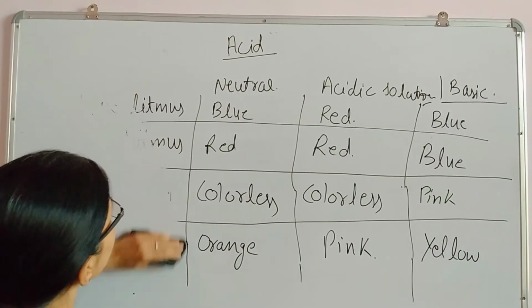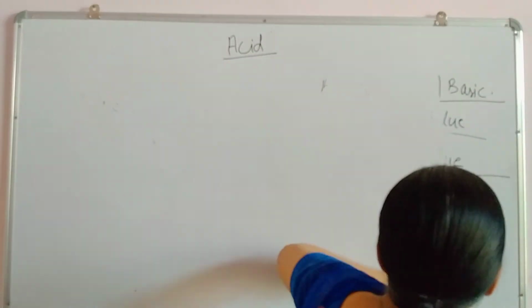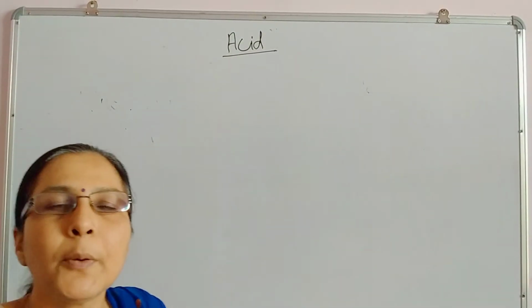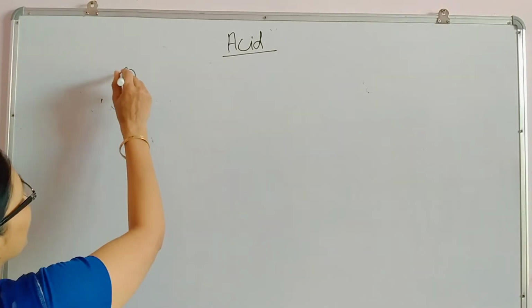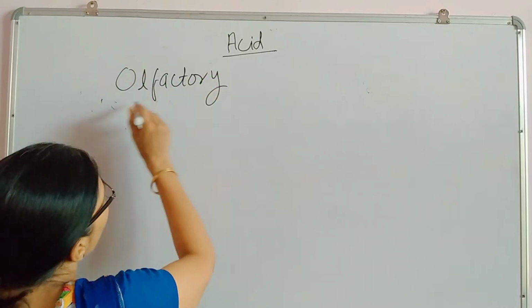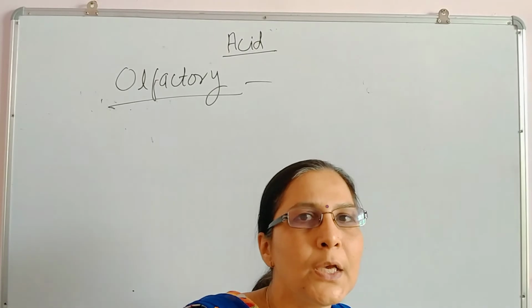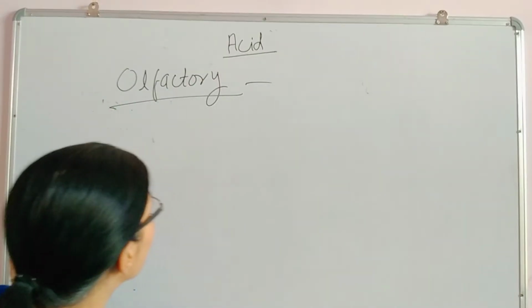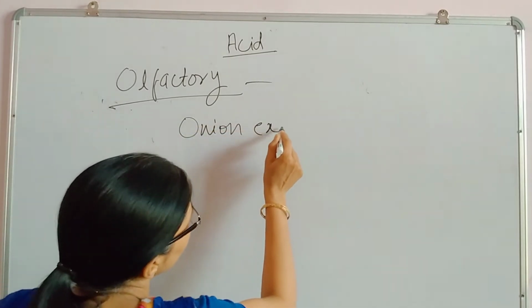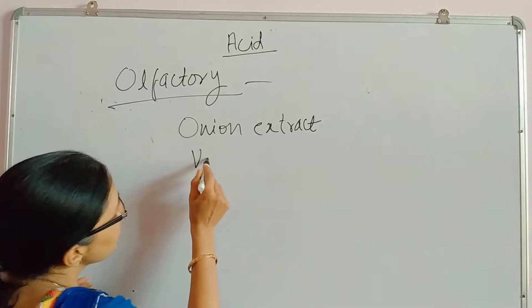Olfactory indicators. Olfactory indicators are the indicators used for visually impaired people. Olfactory indicators are smell based indicators, not color based indicators. Examples of olfactory indicators are onion extract, onion juice, and vanilla essence.